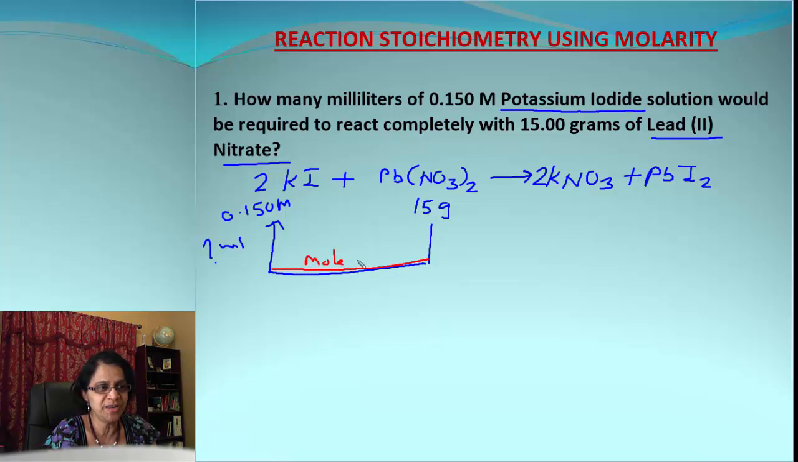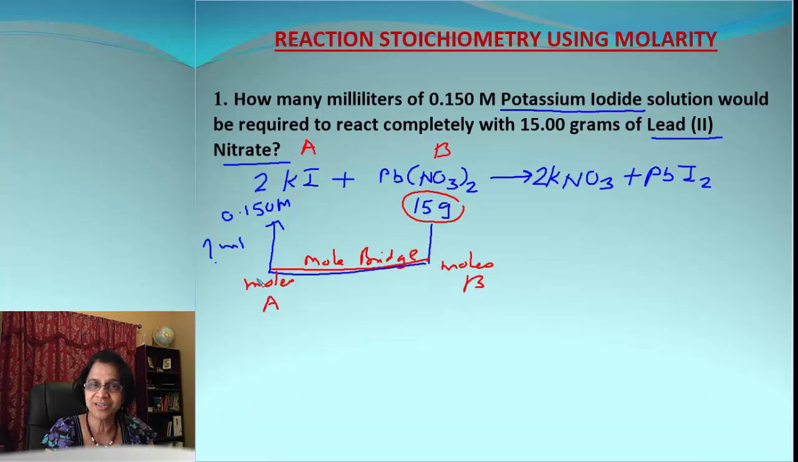That means we need to have moles of each compound on each side. So suppose I call A and B for potassium iodide and lead nitrate, this is moles of B here, and this will be moles of A. So we need to figure out, whatever is given to you, how do we get from there to the moles of that substance, then take the mole bridge, and then from the other moles we arrive at whatever is required. So let's see how we can get 15 grams into moles of B.